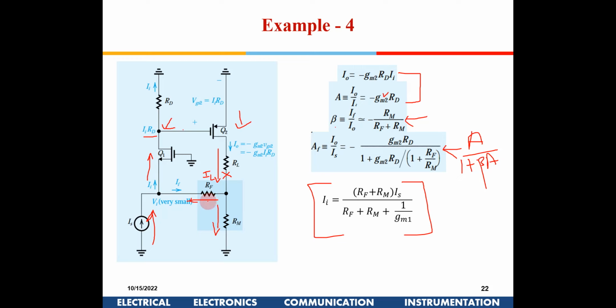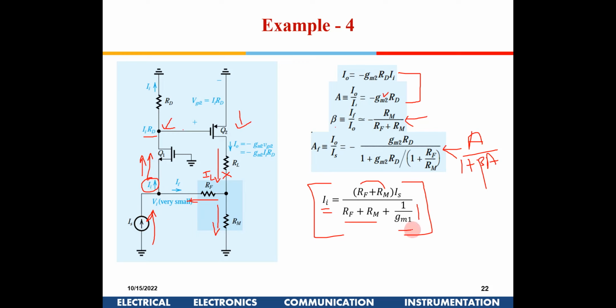Now, if I have to take loading also into consideration, then this II, initially I said the entire IS will go there, but the entire IS may not go there if I consider RM, because if I am considering the input, RF and RM are in series. So in that case, II, which is going here, will be RF plus RM divided by RF plus RM and 1 by GM. So this resistance is 1 by GM. So again, this II out of this, again it is a current divider, right?